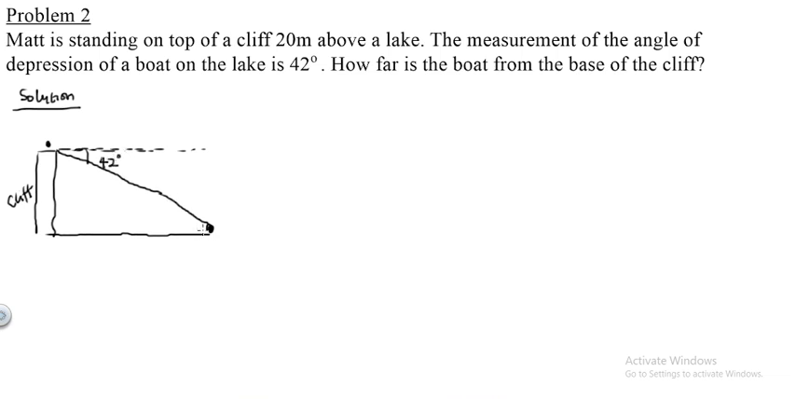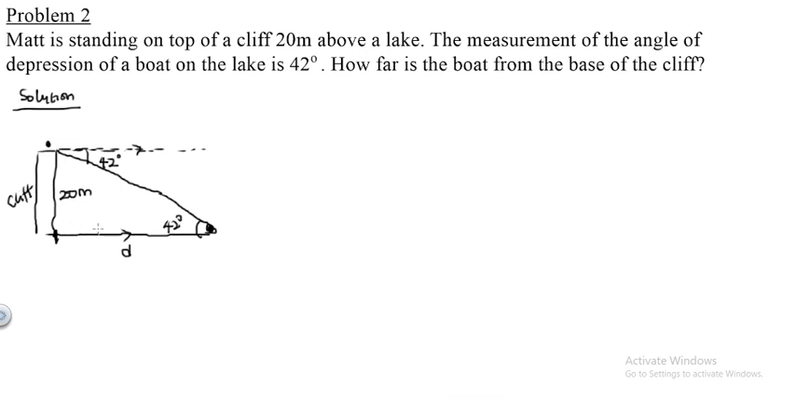This angle is 42 degrees, then this angle is also 42 degrees, because this is a right angle triangle and this line of sight is assumed to be parallel to this line. We are told that the height of the cliff is 20 meters, and we are told to find how far the boat is from the base of the cliff. So that means we are told to find this distance from the base of the cliff to the boat. Let's call it distance D.